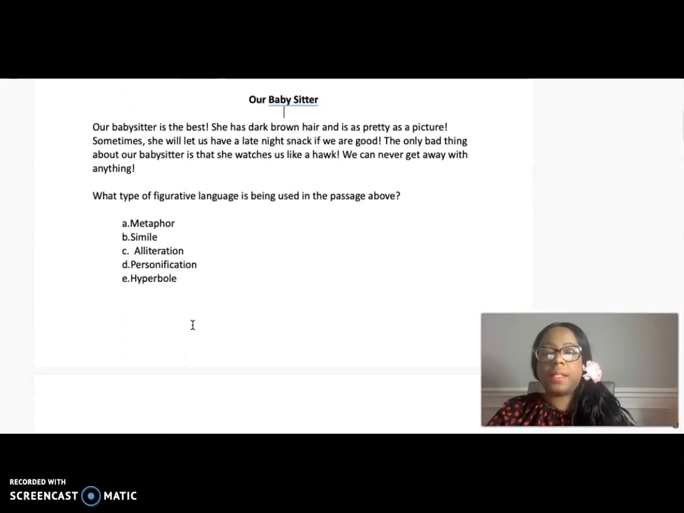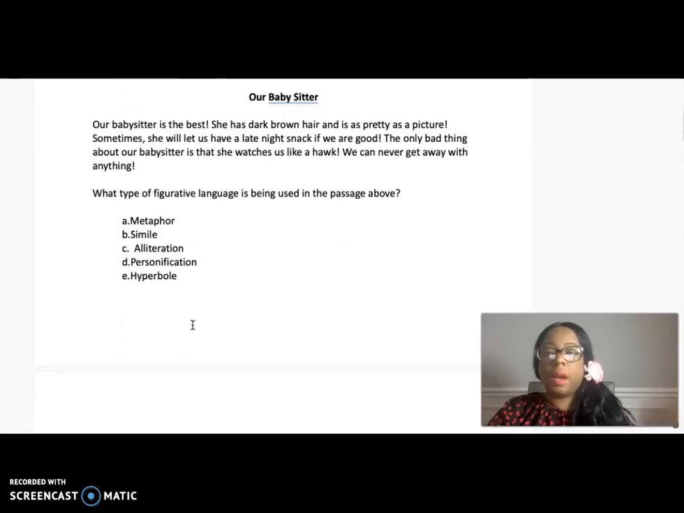Our next passage is our babysitter. Our babysitter is the best. She has dark brown hair and is pretty as a picture. Sometimes she will let us have a late night snack if we're good. The only bad thing about our babysitter is that she watches us like a hawk. We can never get away with anything. What type of figurative language is being used in this passage?